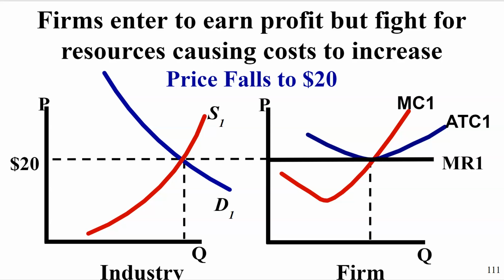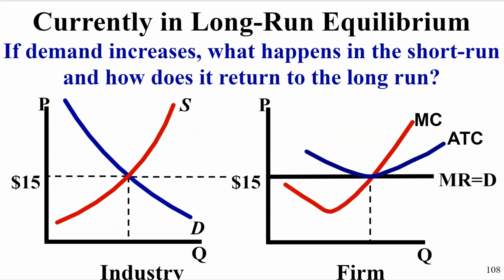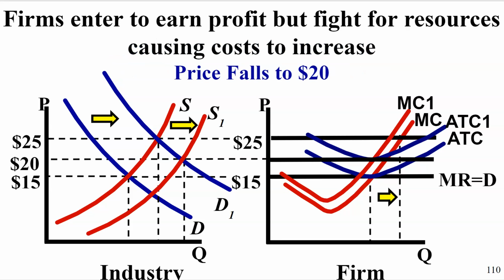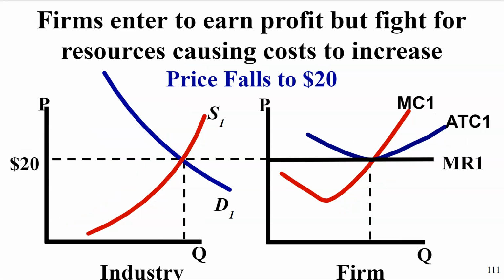Just to take us through that quickly again, we start out at long run, where MR equals D meets ATC at its minimum. Demand increases, which leads to a higher price level. We make profits as a result, and because of those profits more companies are going to join because they want to make that money too. That leads to a supply curve shift, which takes the price, which we thought was going to be up at 25, down to 20, because there are more suppliers in the marketplace. And that returns us back to long run.